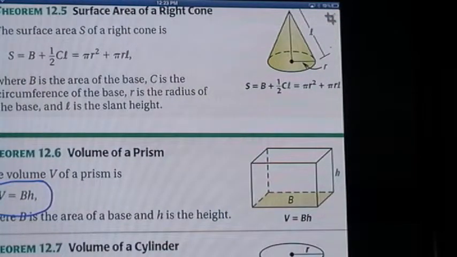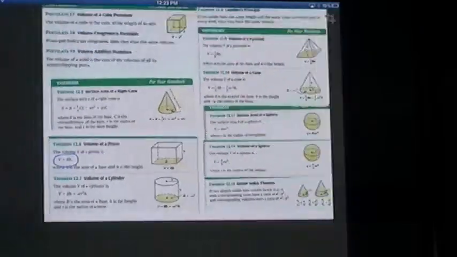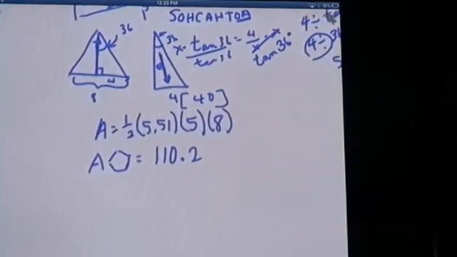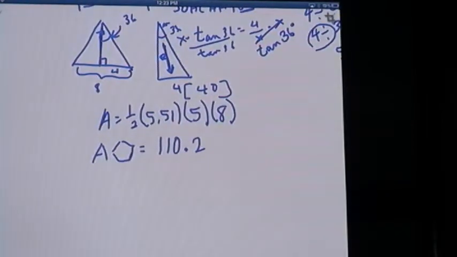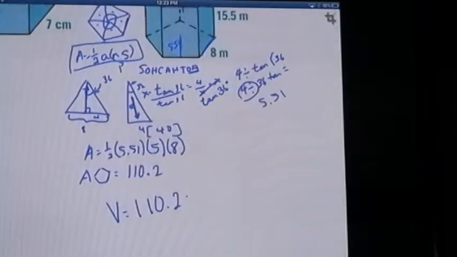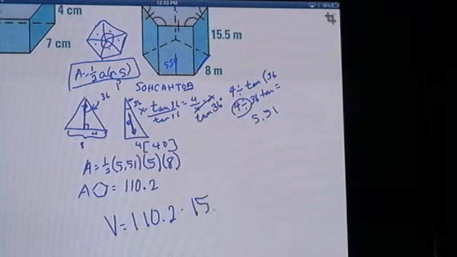Now, if you've forgotten, we'll go back and look at our formula. It's the area of the base times the height. So that makes it very easy for us. Go back over here. We said we've got the area of the base. So the volume is equal to 110.2 times, what's the height? 15.5. 110.2 times 15.5 is 1,708.1, and that's in meters, and because it is little cubes, it's cubic meters.